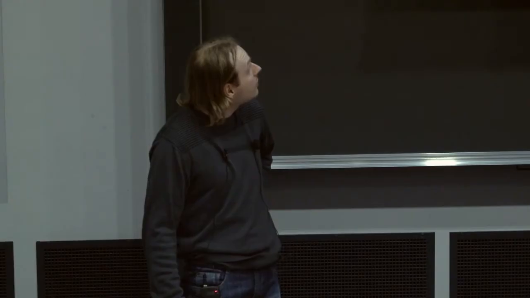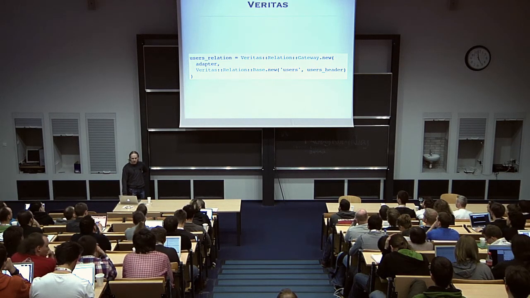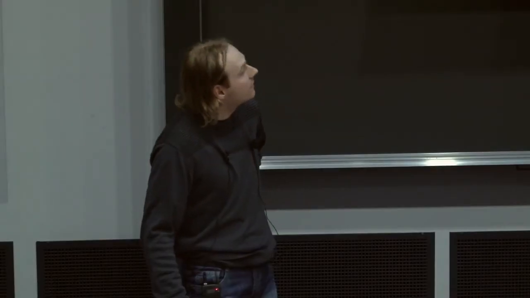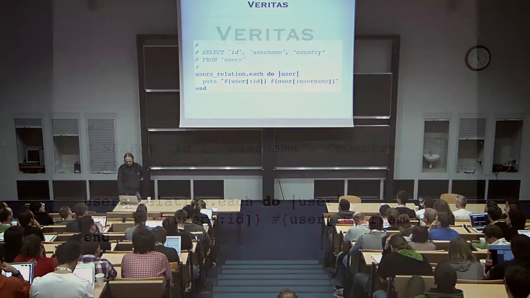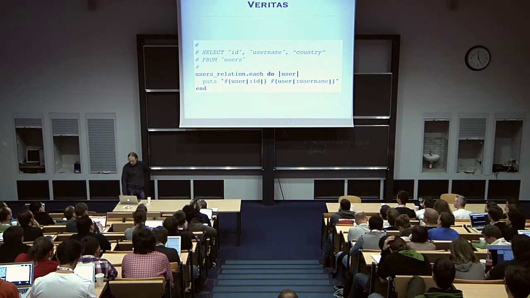Then we define the header for our relation, just like we did in the case of GitHub. And here we build a special relation that actually knows how to get data from the Postgres database. It's quite similar to what we did with GitHub, but we just use a gateway here. So it's going to take stuff from the database. As I said, it implements Enumerable, so once you start iterating over the relation, it will actually issue the SQL statement and get the data from the Postgres database. So now you can work with both relations from GitHub and Postgres.